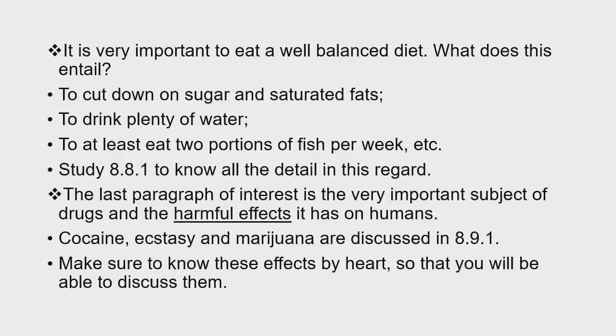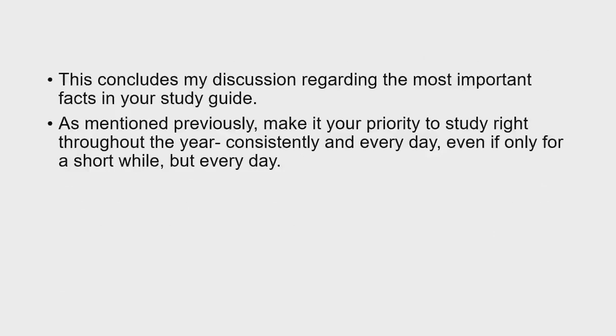It's very important to eat a well-balanced diet. What does it entail? To cut down on sugar and saturated fats, to drink plenty of water, to eat at least 2 portions of fish per week, etc. Study 8.8.1 to know all the detail in this regard. The last paragraph of interest is the very important subject of drugs and the harmful effects it has on humans. Cocaine, ecstasy, and marijuana are discussed in 8.9.1. Make sure to know these effects by heart so that you will be able to discuss them.